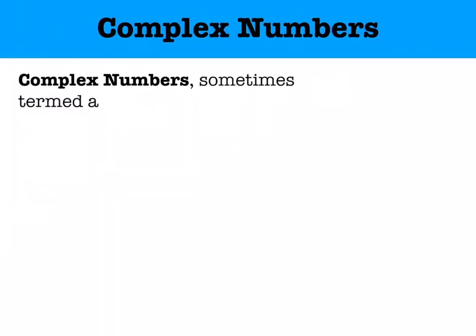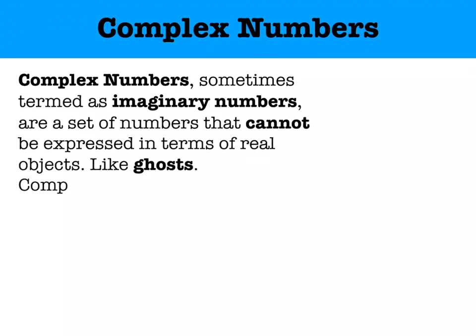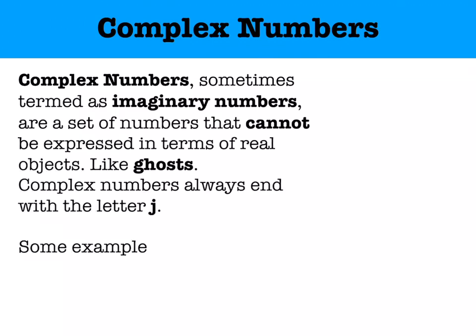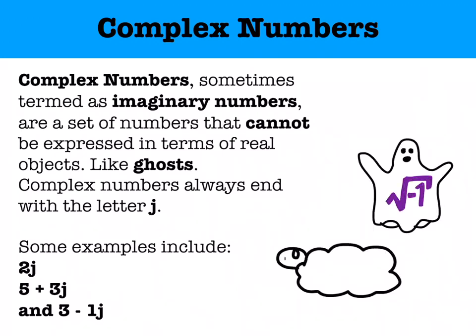Complex numbers, sometimes termed as imaginary numbers, are a set of numbers that cannot be expressed in terms of real objects, like ghosts. Complex numbers are always ending with the letter J. Some examples include 2J, 5 plus 3J, and 3 minus 1J.